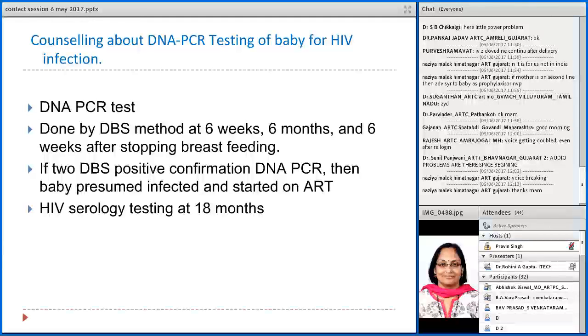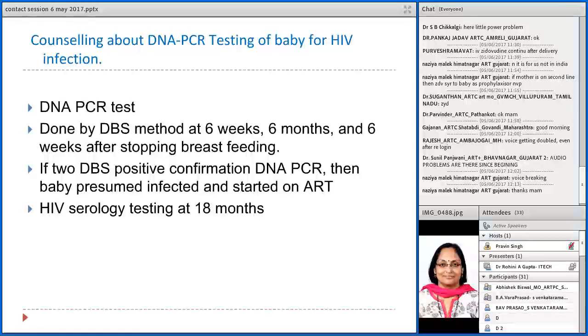We must counsel the mother or the parents about DNA PCR testing in the baby for infection. The DNA PCR test is done by dried blood spot at 6 weeks, 6 months and 6 weeks after stopping breastfeeding. If one DBS comes positive, another dried blood spot is taken immediately to detect HIV DNA. If 2 consecutive tests are positive, then the baby is presumed infected and started on ART.